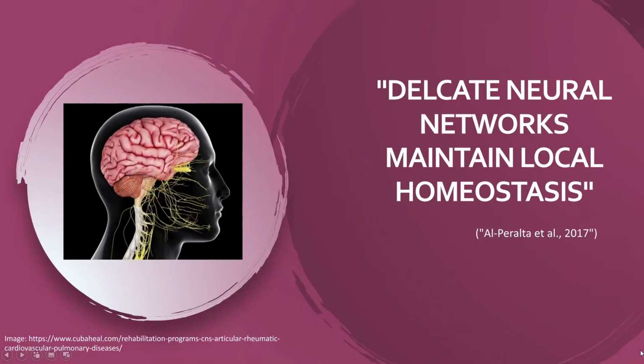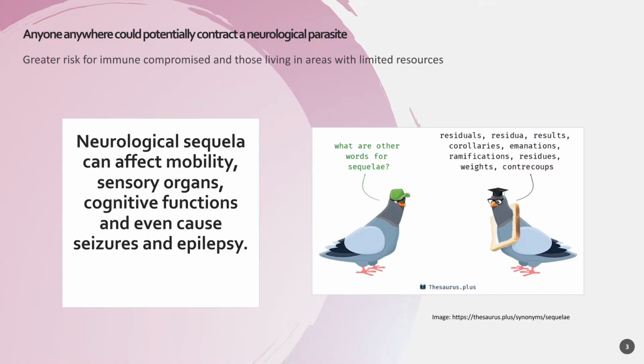Parasitic diseases of the central nervous system can be life-altering. Delicate neural networks maintain local homeostasis. However, several pathogens are capable of entering the central nervous system. Infection can result in morbidity and mortality.